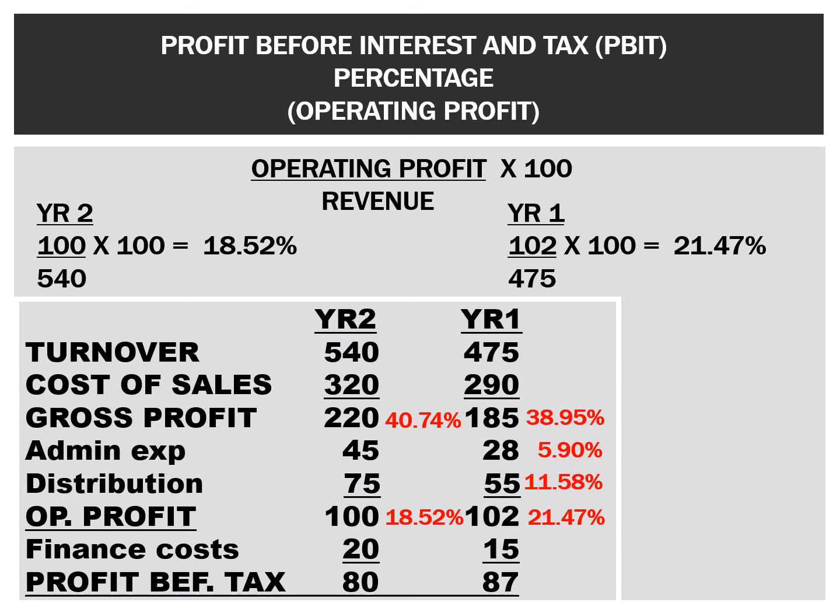and the net profit figure of 18.52, and so we can break that down, and we can show for year one that the admin expenses are 5.9% of turnover, distribution costs 11.58% of turnover, and if we add those three together, the 5.9, 11.5 and 21.4, we'll get back to the 38.95 gross profit. And for year two, the figures are those.